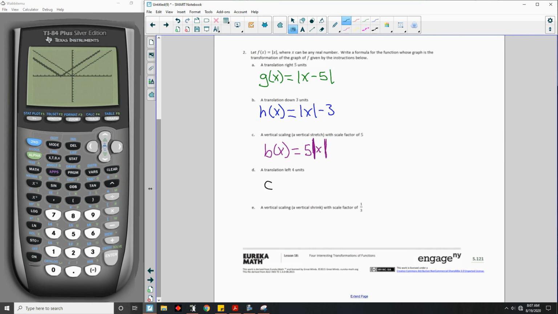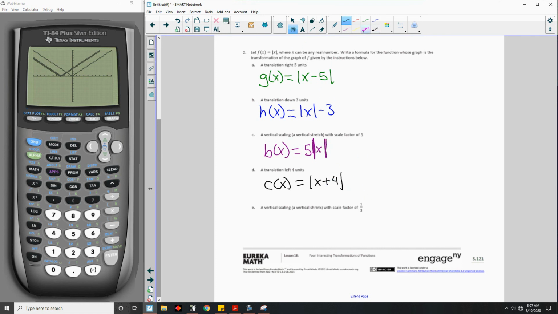All right, next one. Let's call it c of x. c of x equals a translation left 4 units. So we have the absolute value of x. Translation left is opposite. Left is negative on the number line, so we put a plus 4, and it's inside because left-right is inside, up-down is outside.